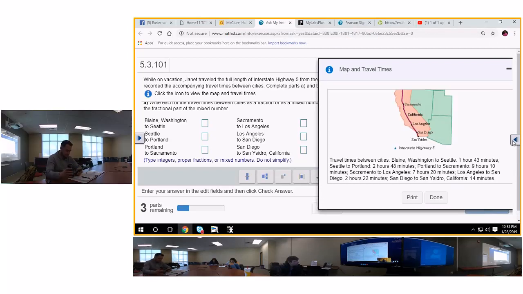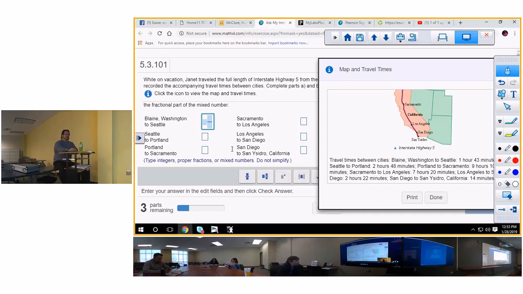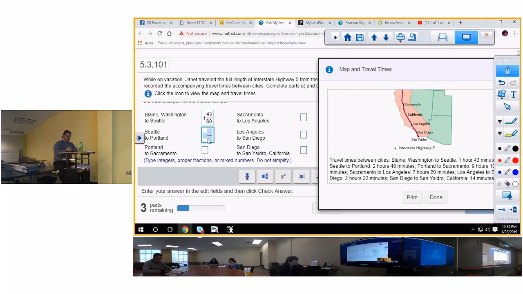Okay, so it looks like to me the first one is going to be 1 and 43 over 60. Am I reading that right? Well, 1, 43 over 60. This is a busy work question. Seattle to Portland, 2 and 48 over 60. It says do not what? Do not reduce. Oh, shoot. Evidently, they're trying to teach you how to put in a mixed number. 2 and 48 over 60.